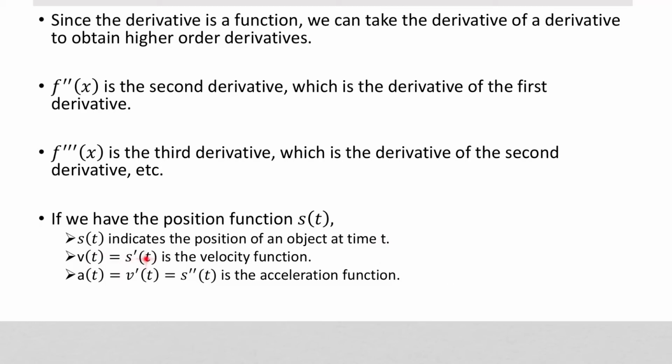V of t is the derivative of s of t, and we call that the velocity function. We've seen this one before. And then a of t is the derivative of the velocity function, which is the second derivative of the position function, and this is called the acceleration function. So these come up a lot in calculus.